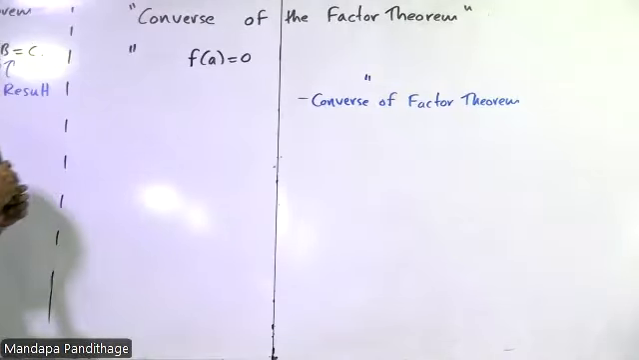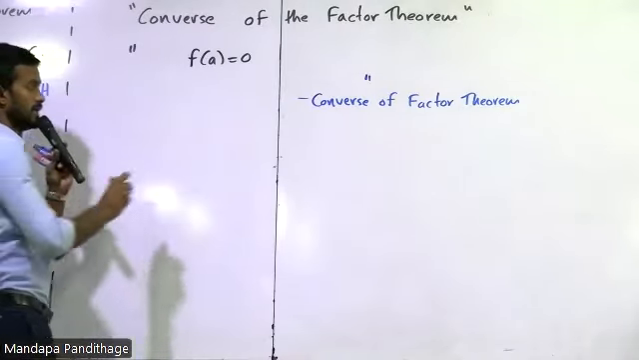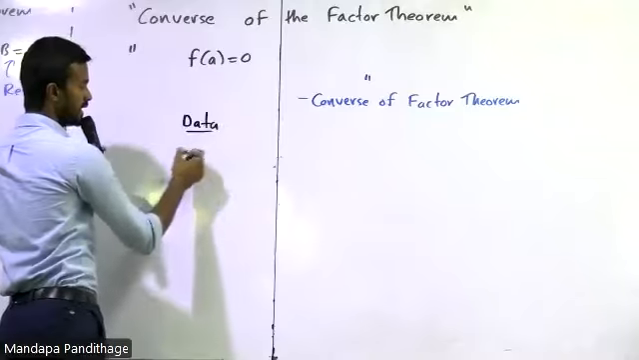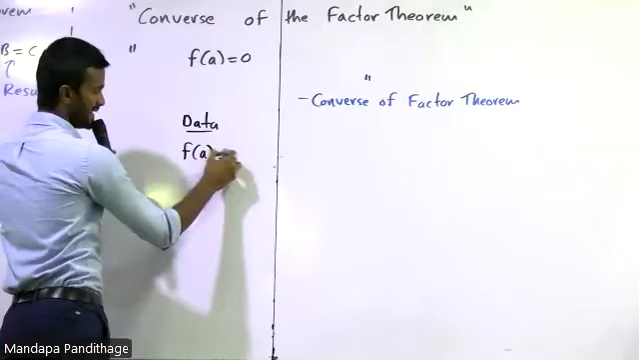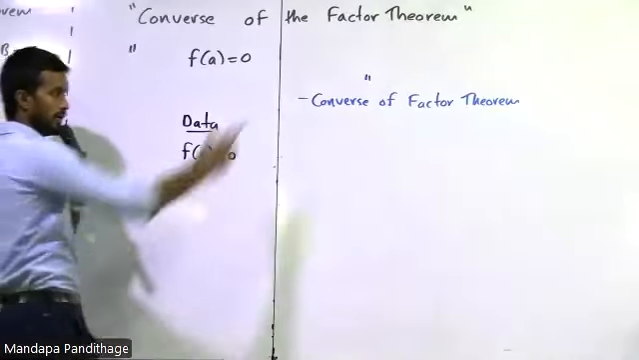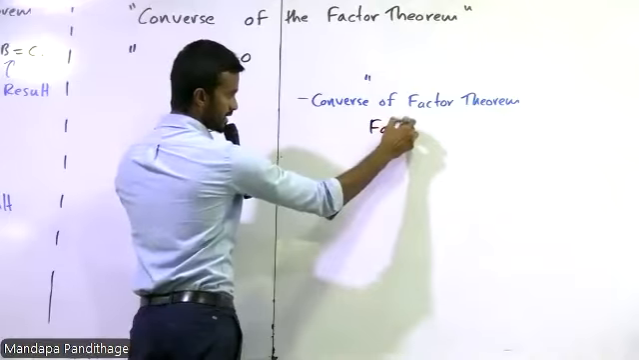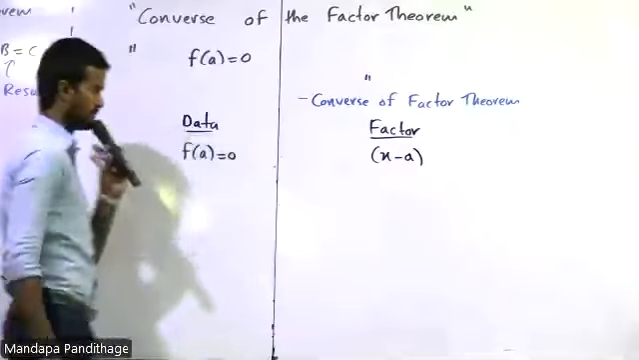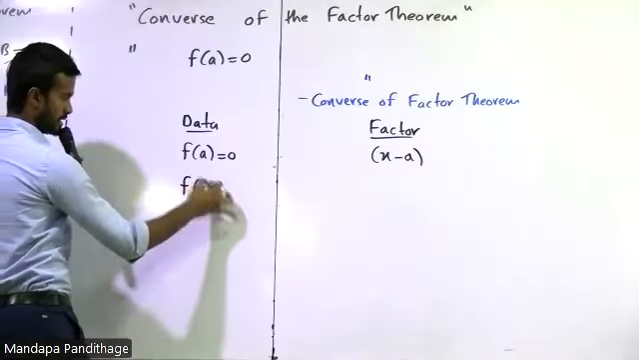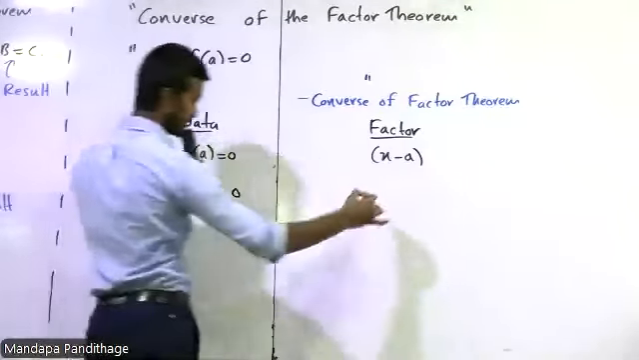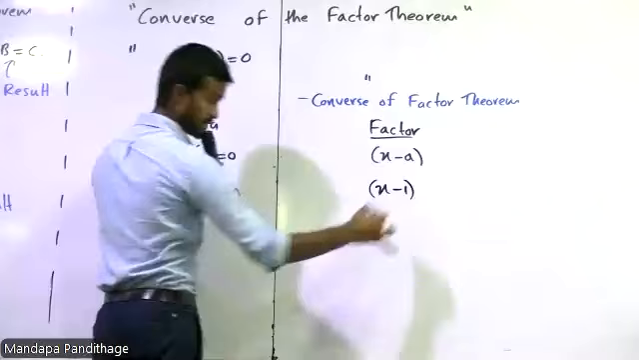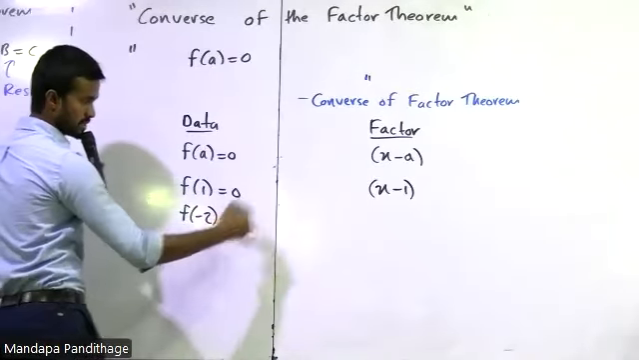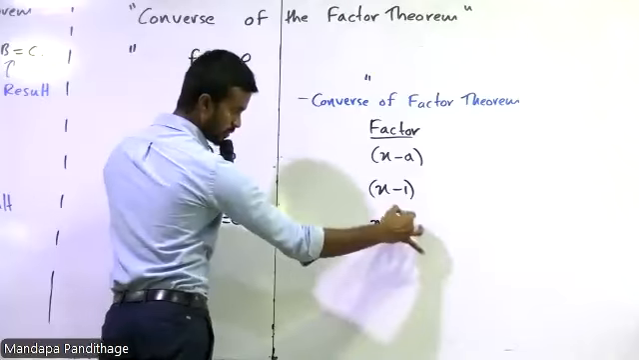Okay, now let's see. If we have the data, same drill, f of a is equal to 0, then what can you say about the factor? It's x minus a. If f of 1 is equal to 0, you told me that the factor is x minus 1. If f of minus 2 is equal to 0, what is the factor? That is x plus 2.